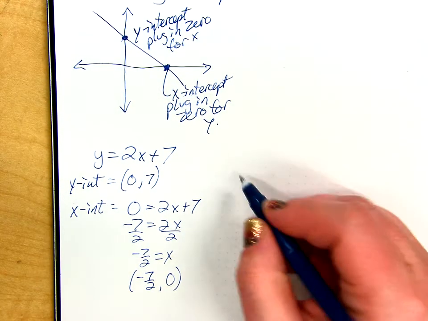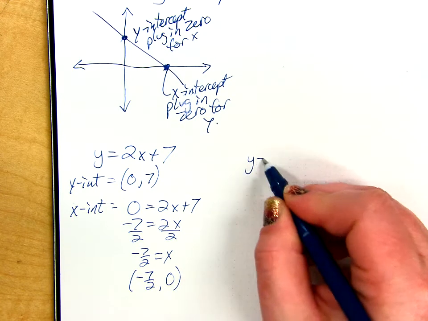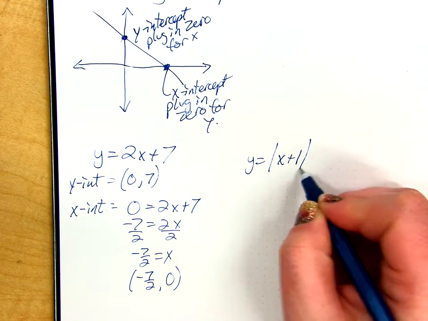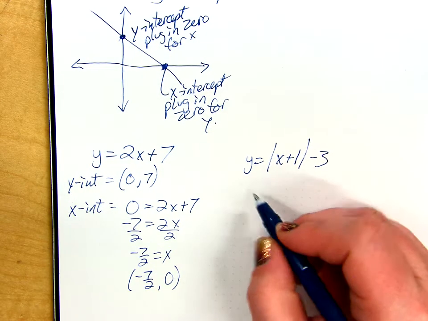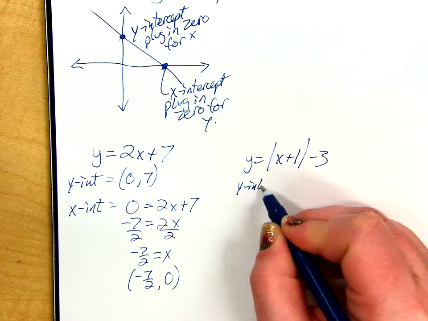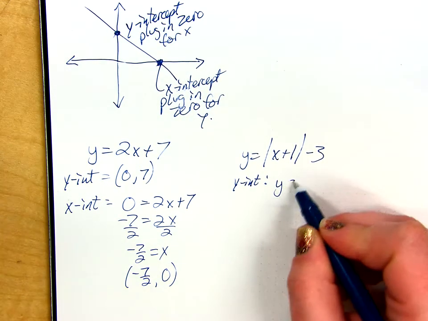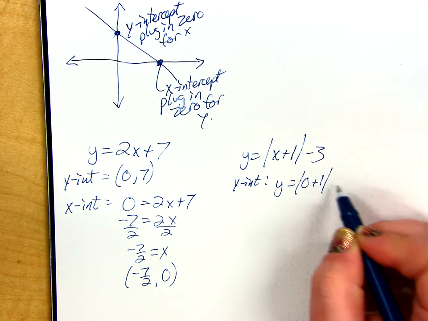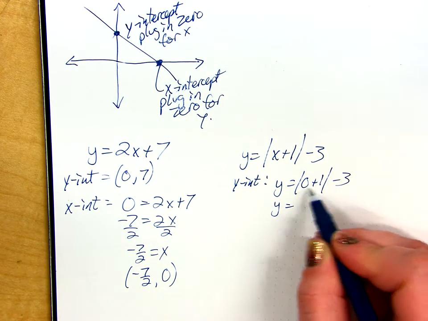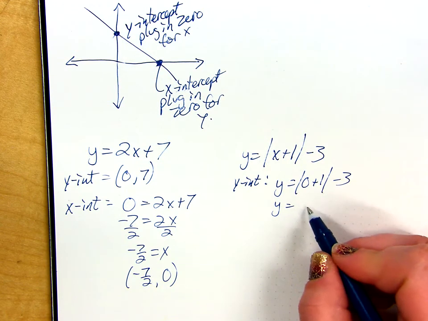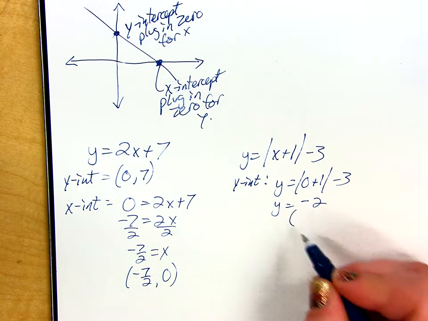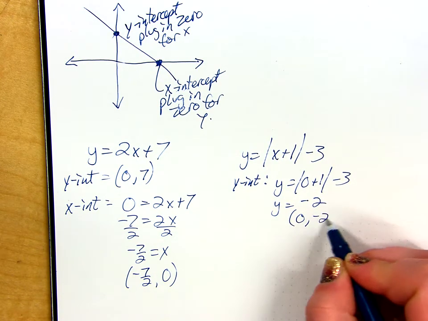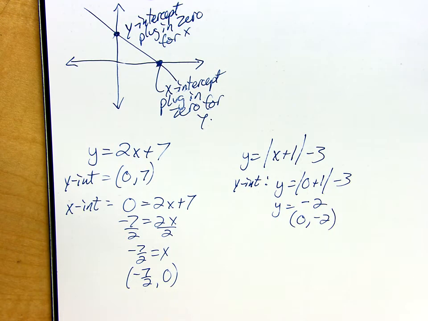It has an absolute value in it. That one looks like this: y equals absolute value of x plus 1, minus 3. If I wanted to find the y-intercept, let's plug in 0 for x and see what comes out. That's just 1. Absolute value of 1 is 1, and 1 minus 3 is negative 2. So the y-intercept would occur at 0, negative 2. Agreed? Did you guys try these? Did you get the same thing?